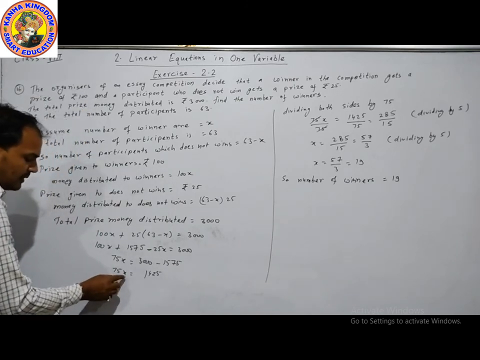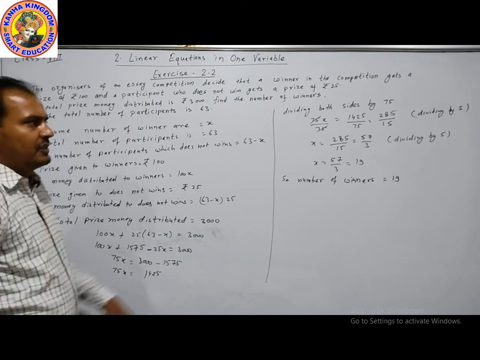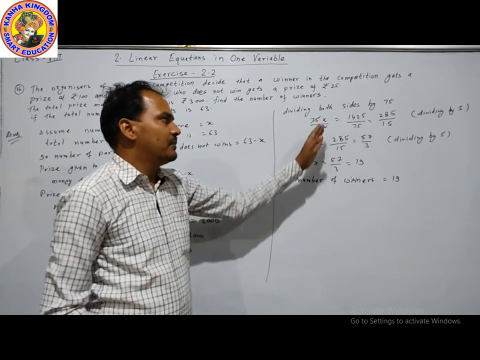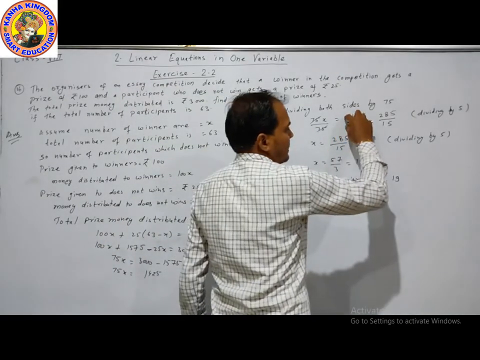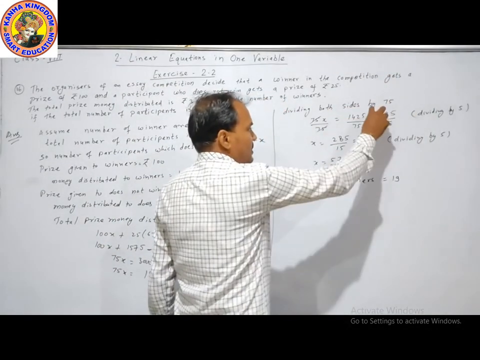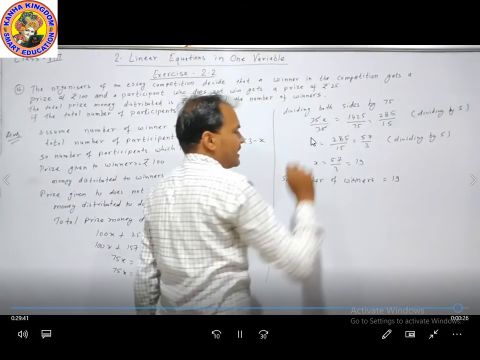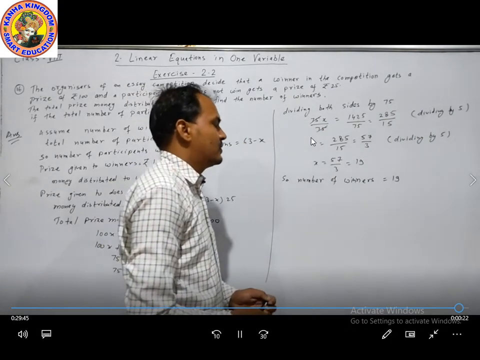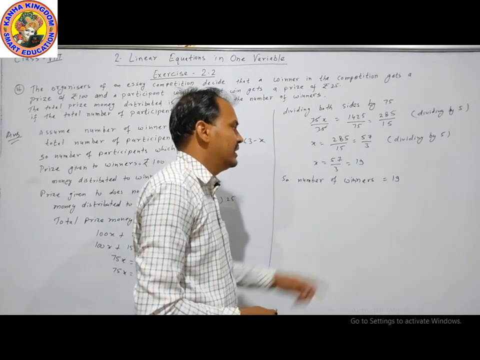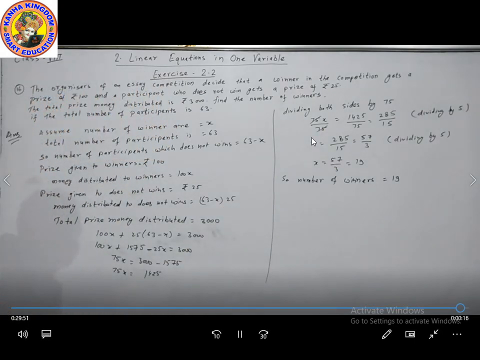Here we will find the value of X. 75 is a multiplier, so we will divide both sides by 75. We can cut these numbers by 5. Dividing by 5, we get this number. This number can again be cut by 5, then we get this number. When we divide 57 by 3, the answer is 19. So the number of winners is 19.